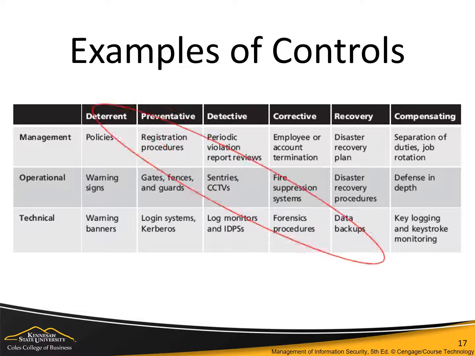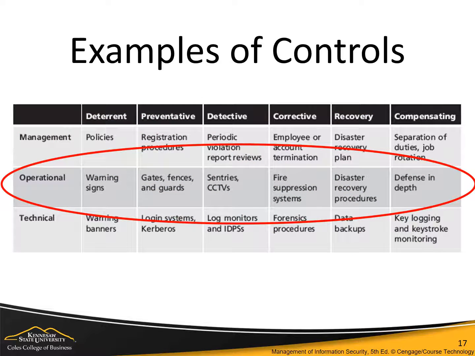At the operational level, deterrence may include warning signs, posters, or electronic warning signs as deterrence. Gates, fences, and guards to prevent unauthorized access. Sentries and video monitoring to detect problems as they occur. They could be watching you as you work to try to prevent problems. Fire suppression systems to automatically put out a fire as a corrective response. And disaster recovery plans to allow recovery and defense in depth to compensate for the security breaches when, not if, they occur.